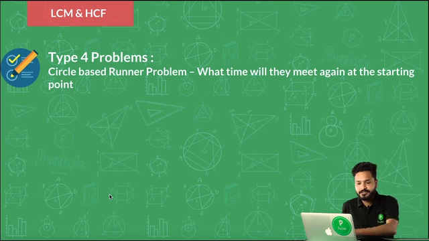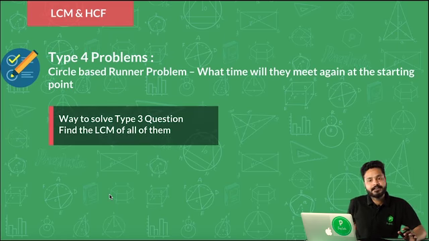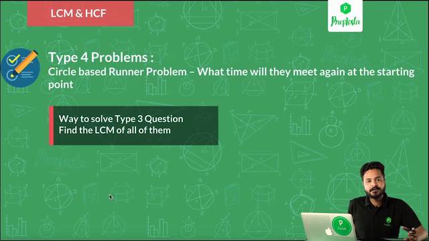In such cases, you just have to find the LCM of the time taken by each to complete the entire circle. If you find the LCM of that, you will be able to find the time when they will meet at the starting point again.